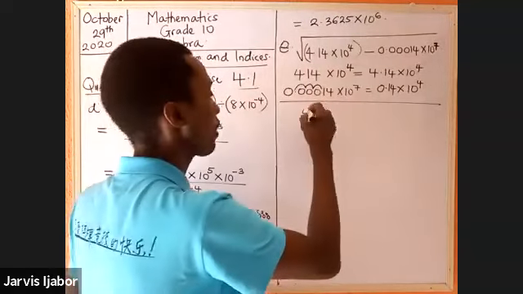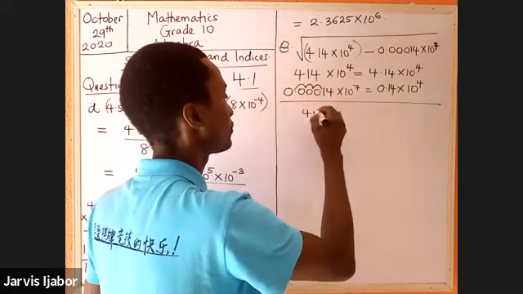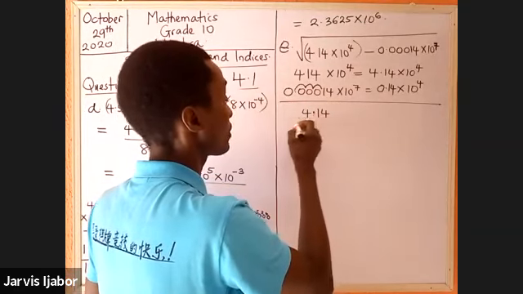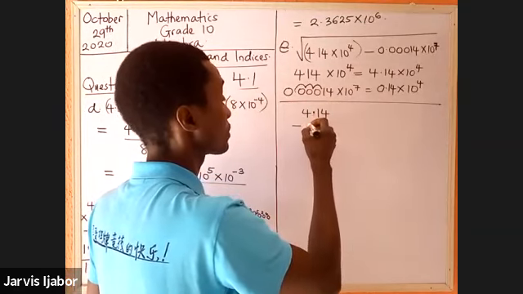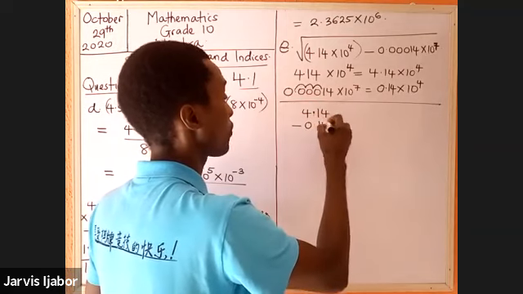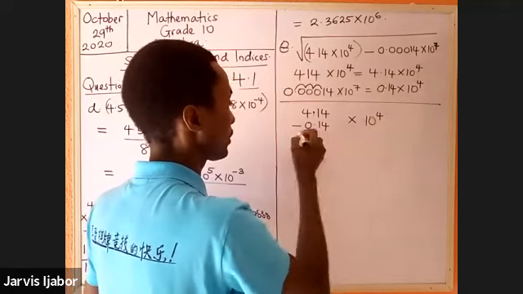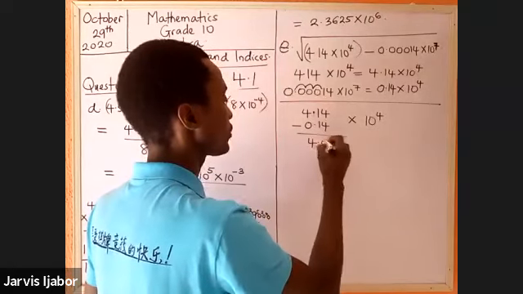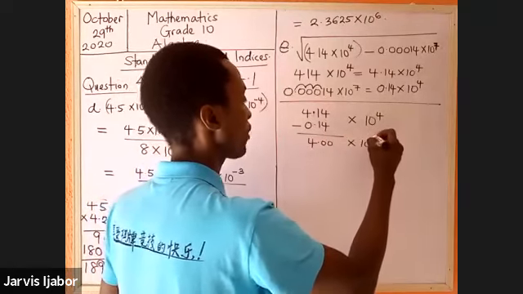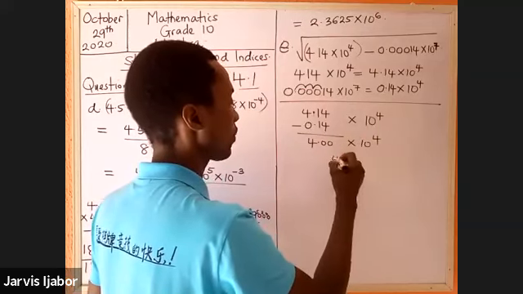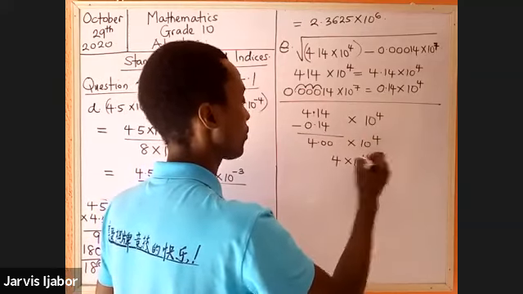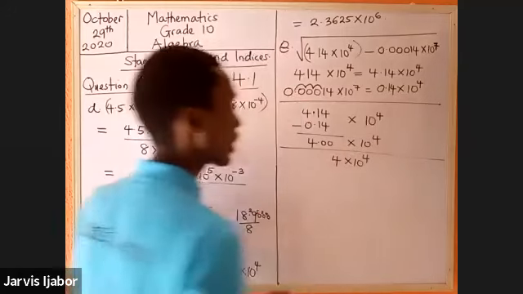So it will be 4.14 minus 0.14 times 10 to the power of 4. This will give me 4.00 times 10 to the power of 4, which means 4 times 10 raised to the power of 4. I'll close that one out.